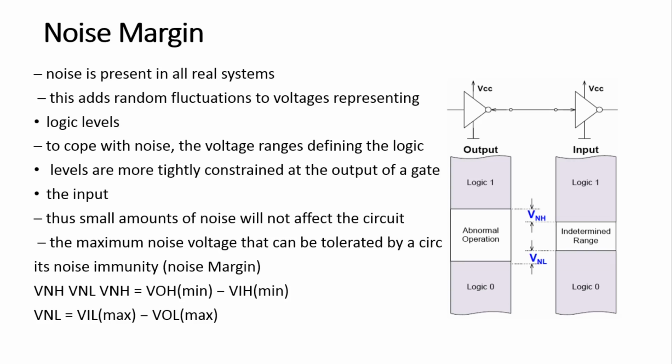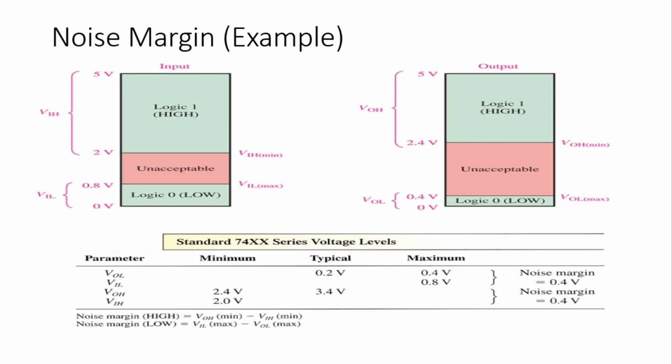And below are the equations for high noise margin and low noise margin, which we have seen in the last slide. And here the same diagram has been reflected in a different fashion for understanding. The first one is for output, and the second one is for input. And this one is an example of noise margin.